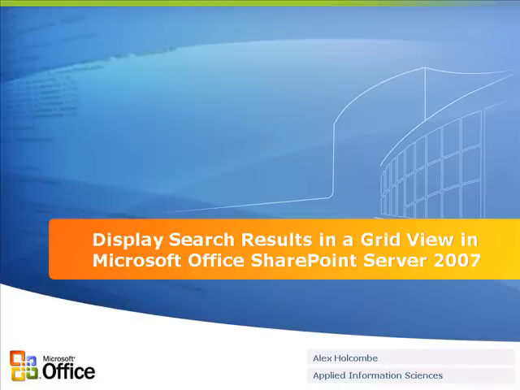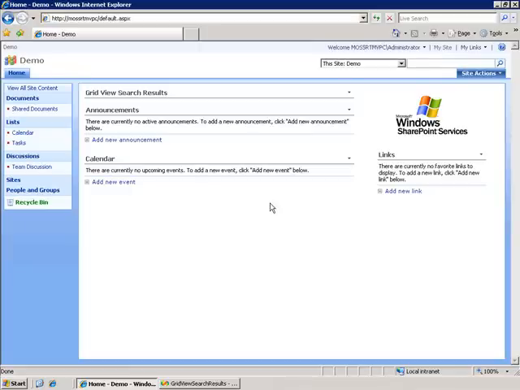This is Alex Holcomb with Applied Information Sciences, and what I want to show is how you can issue a query to the search engine and display those search results in a grid view using Microsoft Office SharePoint Server 2007. I have a web part here called GridView Search Results, and within that web part I construct a query, issue it to the search engine, retrieve the result set, and then bind that to a grid.